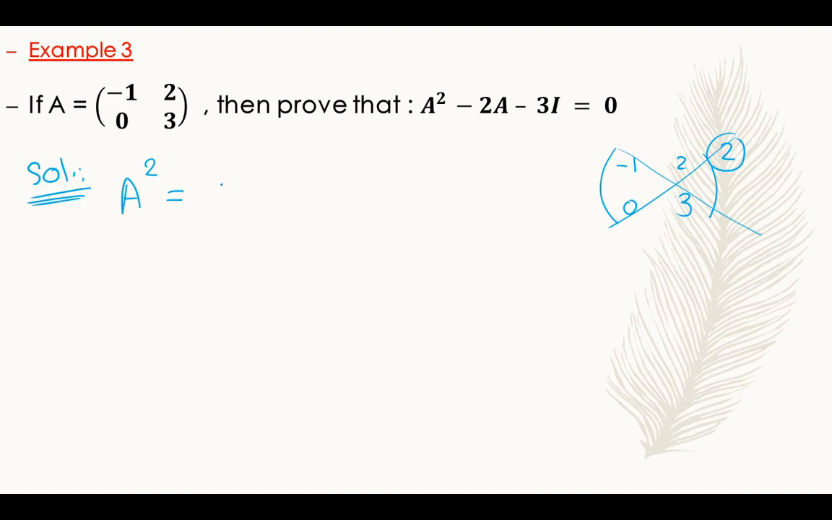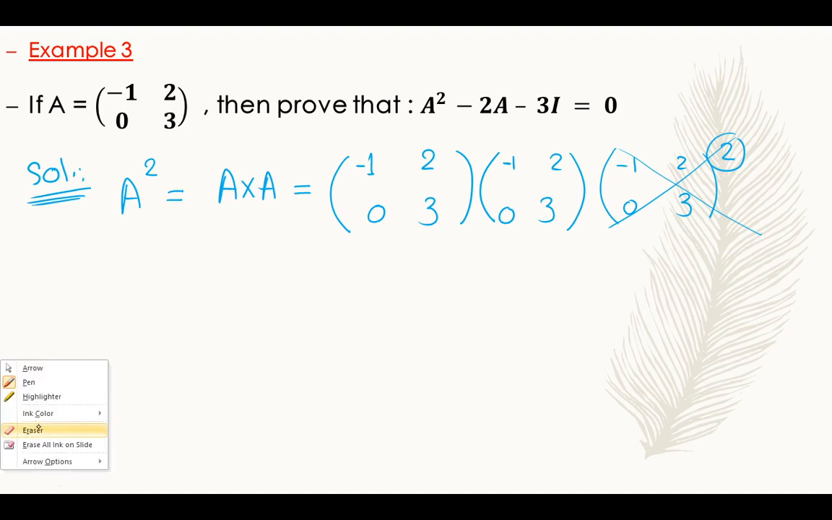So what do we mean by A power of 2? Here, A power of 2 means multiplying the matrix A times the matrix A. So now we are going to find A power of 2, which is equal to the matrix negative 1, 2, 0, 3 multiplied by the other matrix, negative 1, 2, 0, 3. So A power of 2 here means to multiply A times itself.